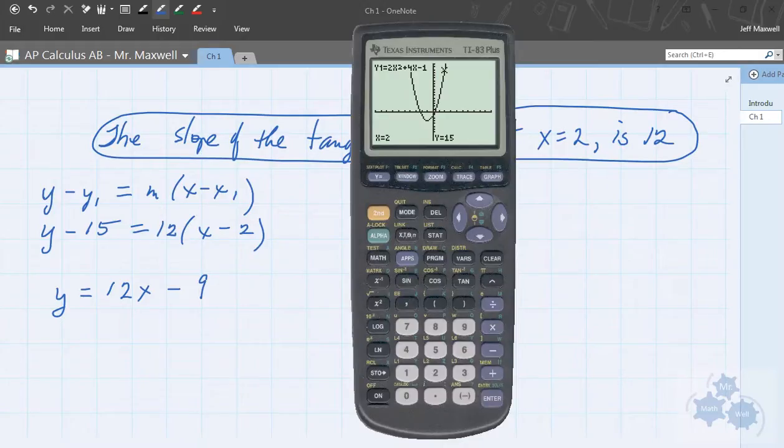Okay, so we'll leave this one up here. We'll go to y equals, and let's do 12x minus 9, and graph that as well. Look at that. I'll change my window a little bit so it's a little easier to see. Does that look like a tangent? Yeah, it kind of does, isn't it?